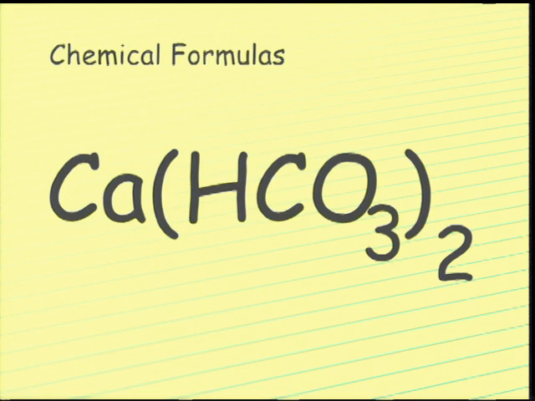The formula also tells us that there are a total of 11 atoms present in this compound: 1 atom of calcium, 2 of hydrogen, 2 atoms of carbon, and 6 of oxygen. The percent by weight of each element in a compound can be calculated by using the chemical formula and atomic weights from the periodic table.